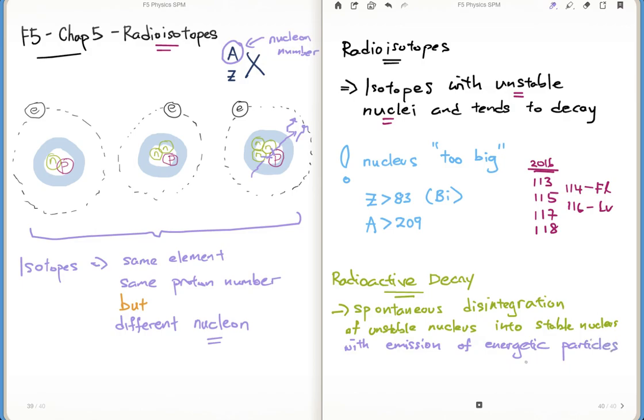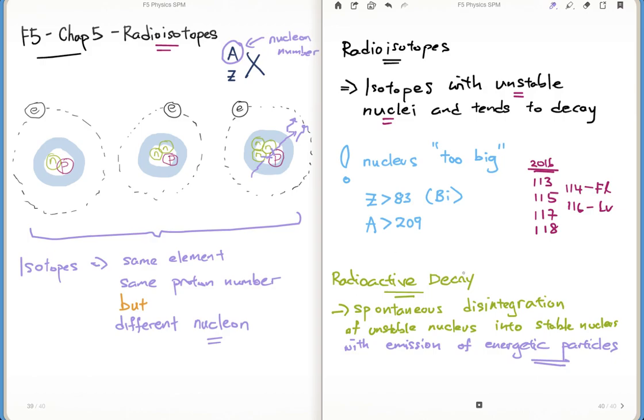Okay, where does it come from? This energy particle is actually a result of the strong force between proton and neutron. They break in half, and this is what will happen. So now, what are those energetic particles? This is what you will learn.